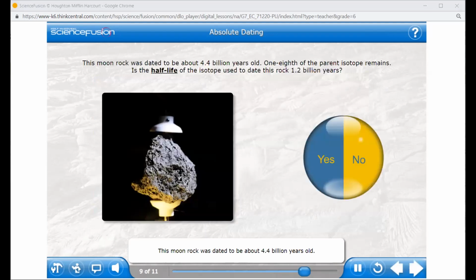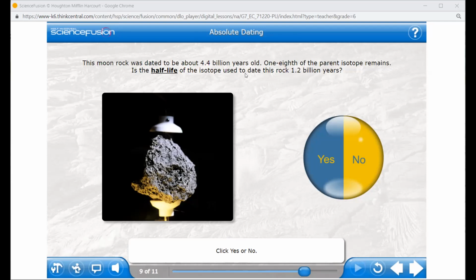This moon rock was dated to be about 4.4 billion years old. 1/8 of the parent isotope remains. Is the half-life of the isotope used to date this rock 1.2 billion years? Click yes or no. Say this rock was found on the moon, okay? And they dated it to be 4.4 billion years old. 1/8 of the parent isotope remains. Is the half-life of the isotope used to date it 1.2 billion years?